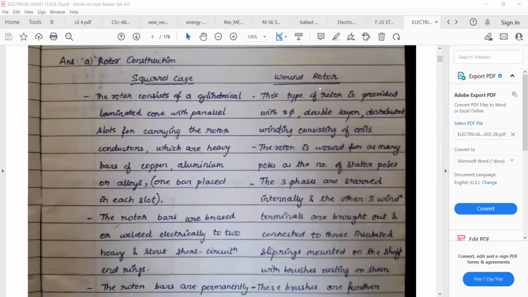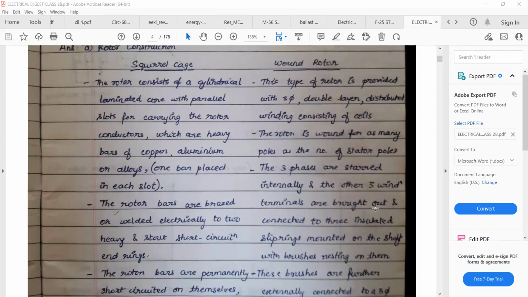Whereas when we talk about the wound rotor, this type of rotor is provided with a three-phase double layer distributed winding consisting of coils. The rotor is wound for as many poles as the stator. Three-phase windings are star connected internally, and the other three ends are brought out.